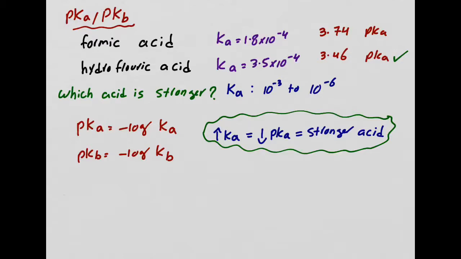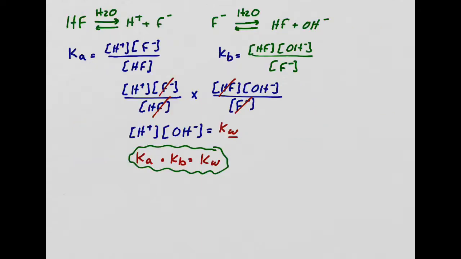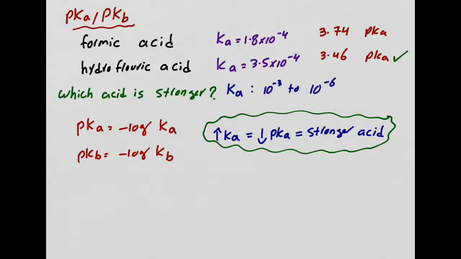So far so good? Okay, so what I need you to remember, don't forget this, Ka times Kb equals Kw. And I need you to remember the pKa and pKb, which is just minus log of Ka and minus log of Kb. Not too bad. And the higher the Ka, the lower the pKa, which means the stronger the acid. Okay, beautiful. Now, are you ready to do some practice problems? Let's do it.